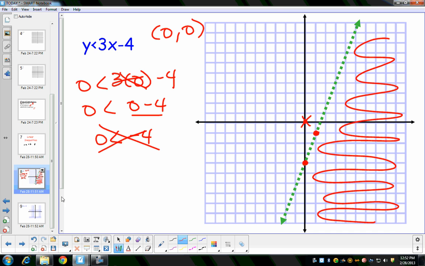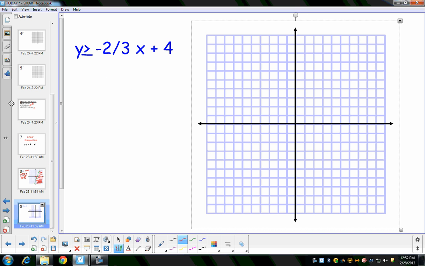Okay, so let me give you another example. All right, let's say we have y is greater than or equal to negative 2/3 x plus 4. So again, I'm going to go ahead and graph it. My y-intercept is 4, so I'm going to come up to the 4 and put a dot. 1, 2, 3, 4, put a dot. And the slope is negative 2/3. That means my rise is negative 2, and my run is 3. I'm going to put a dot.